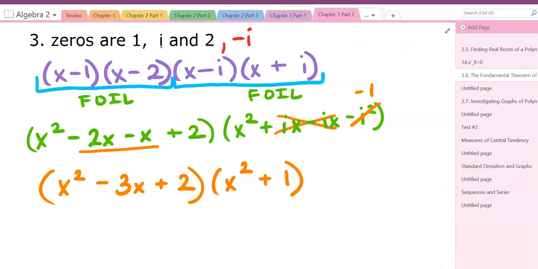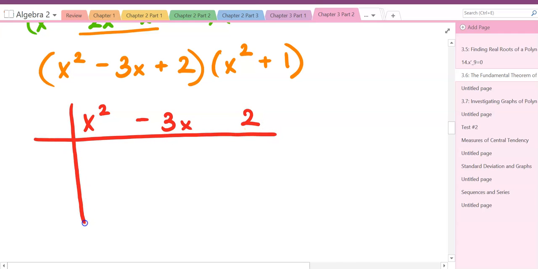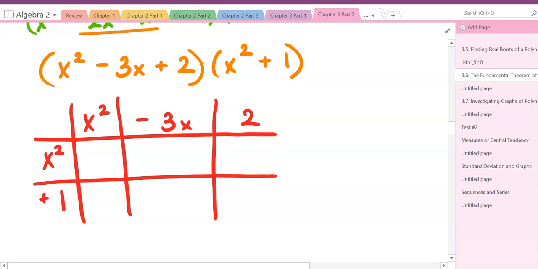Okay, last thing then is to multiply these two things. And you guys can either distribute or you can use your box method, whichever you would rather do. Okay, so we're just going to refresh on that box method real quick because we've been doing some of this distributing already. So remember I would do x squared minus 3x and a 2 across the top, and then x squared plus 1. And this isn't a true box. It's not a square box anyway. It's more like a rectangle. But it's still going to work.